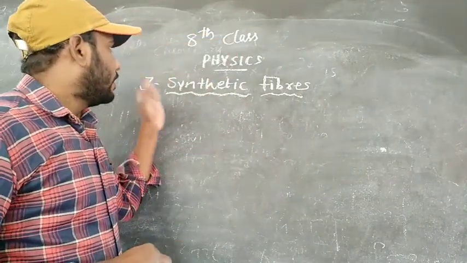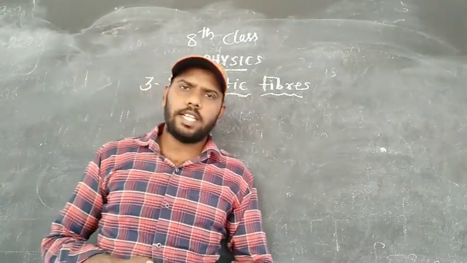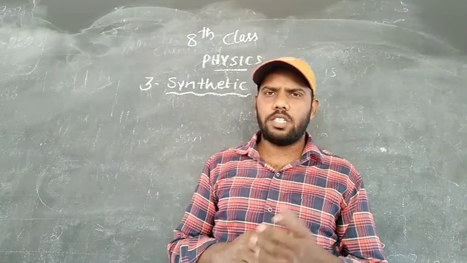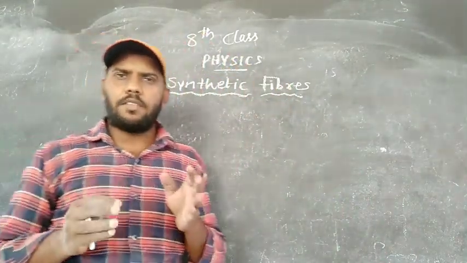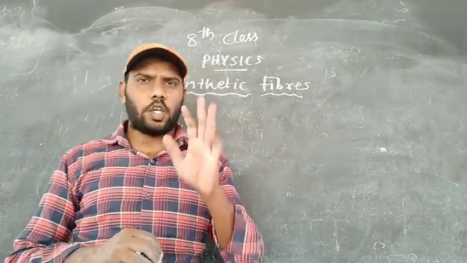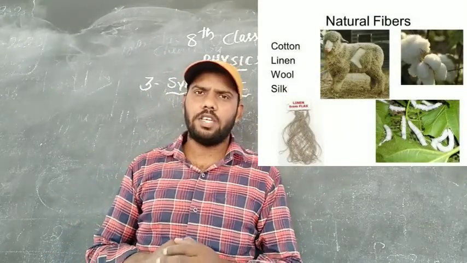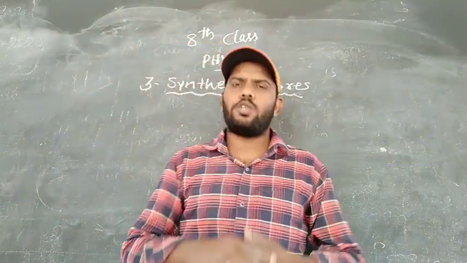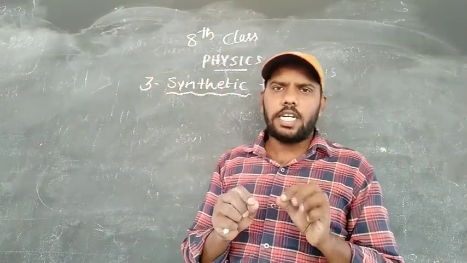That is the third lesson, synthetic fibers. Okay, you may have studied in the lower class about natural fiber as well as synthetic fiber. Let us tell some examples of natural fibers. Of course you know natural fibers such as cotton, jute, silk, etc. So why are they natural fibers? Because they are obtained naturally. So the fibers which are obtained naturally are called natural fibers.